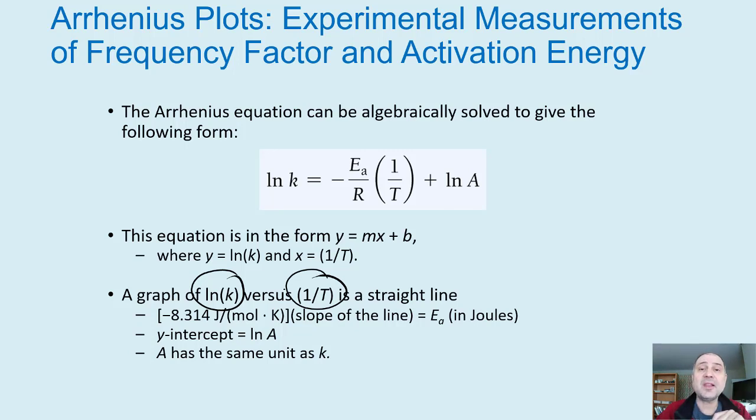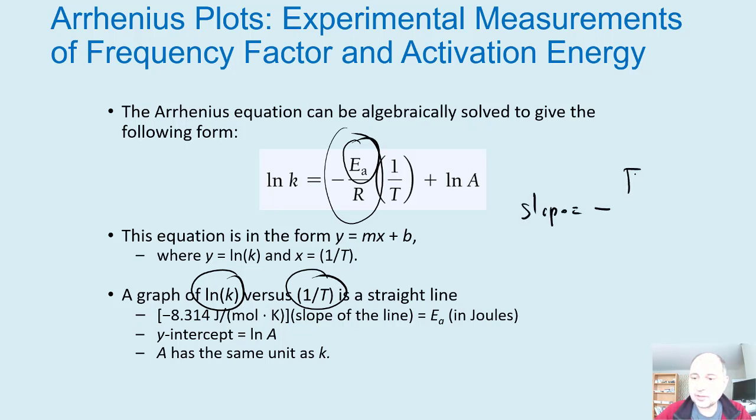In fact, we are doing this in the lab. We're going to collect kinetic data for a particular reaction at different temperatures, determine the K, and plot this, and we will then solve for EA graphically, because the slope is going to be equal to negative EA over R. And so we can simply solve for EA, the energy of activation, by using Excel, right?